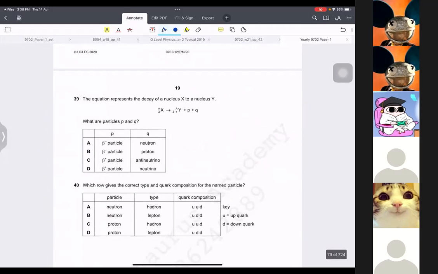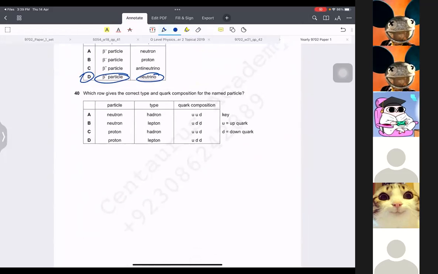The equation is this. What are the particles P and Q? If this is smaller than this, it should be 0 and plus 1. And to balance this out, this should be 0 and 0. This is a positron and this is an electron neutrino. Neutrino and beta positive. This is very simple.